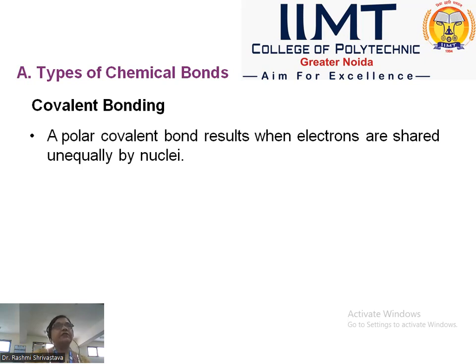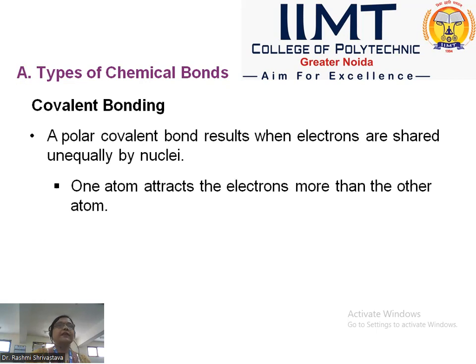Just like HCl, one atom is H, the hydrogen atom, and the other atom is Cl, the chlorine atom. When covalent bonding takes place between two unequal or non-identical atoms, a polar covalent bond results. A polar covalent bond results when electrons are shared unequally by nuclei. One atom attracts the electrons more than the other atom.